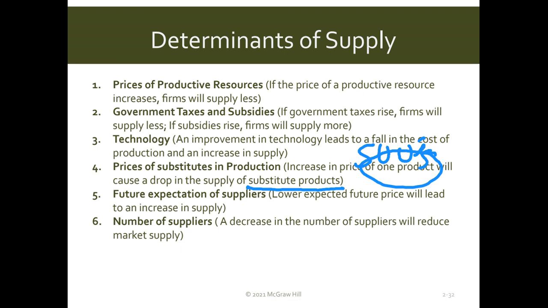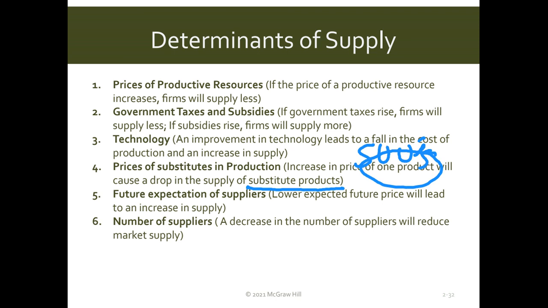So it matters who is expecting. If consumers are expecting prices to be higher, they are going to demand more. If suppliers are expecting prices to be higher next month, they are going to supply less. They are going to supply more after 1 month when the price is actually higher.